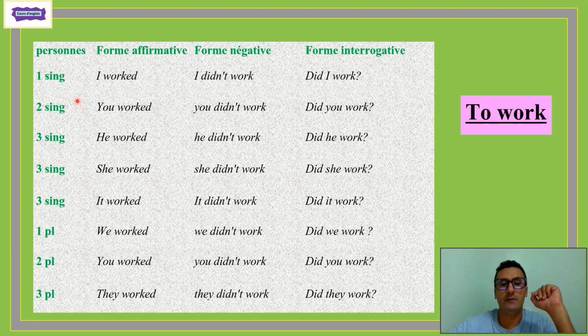La forme affirmative, le verbe to work. On dit I worked. On ajoute le suffixe ed à la fin. You worked. He worked. She worked. It worked. We worked. You worked. They worked. Maintenant, la forme négative.